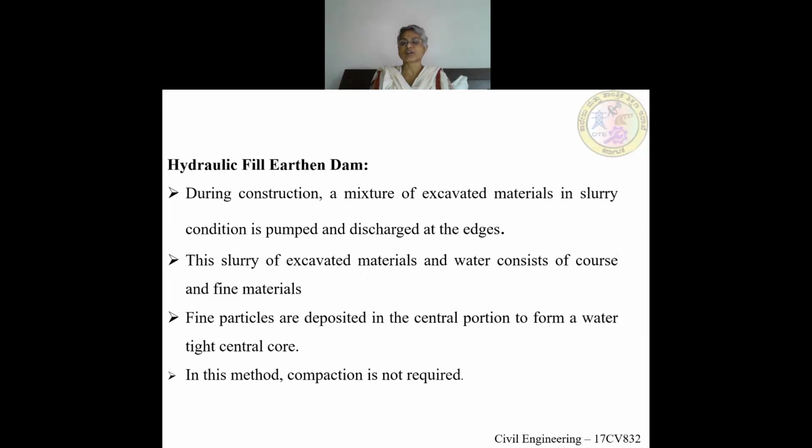The slurry, which is soil and water mixed, is transported through pipes and discharged at the edges of the embankment. Because the slurry contains fine and coarse materials, the coarse material will be towards the edges and the fine material will be deposited in the central portion. This central portion forms a tight central core, which is impervious compared to the outer portion. But this method is not popular nowadays.